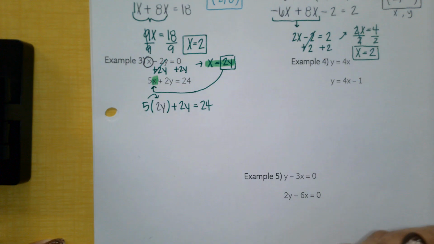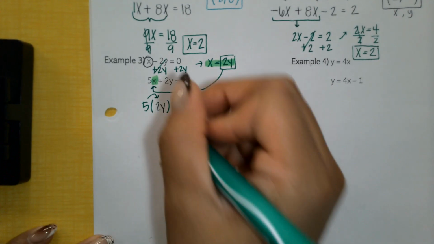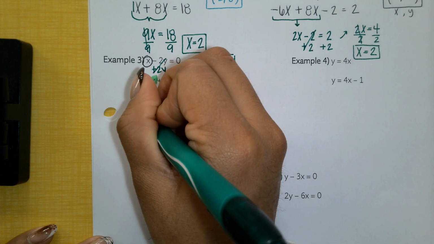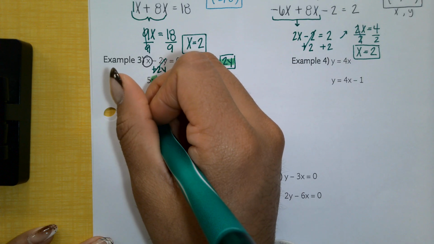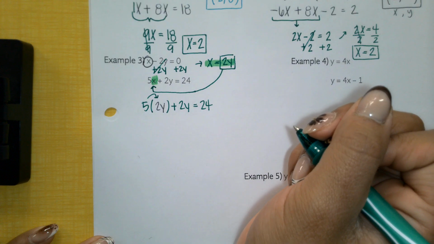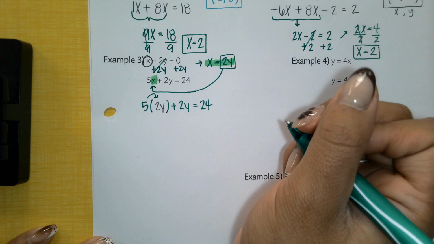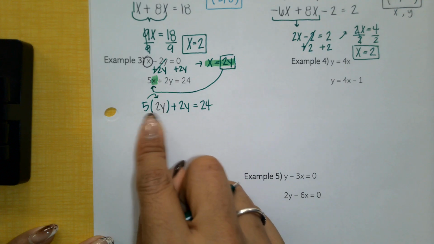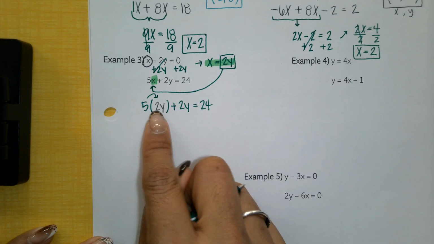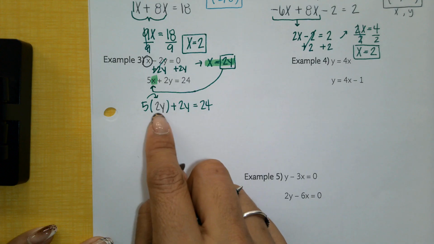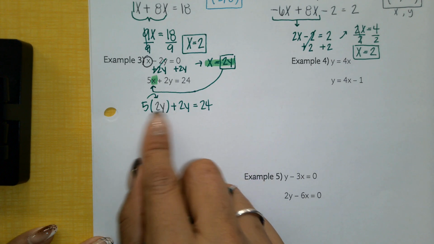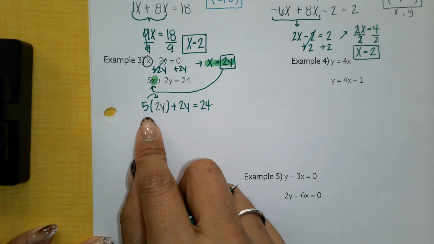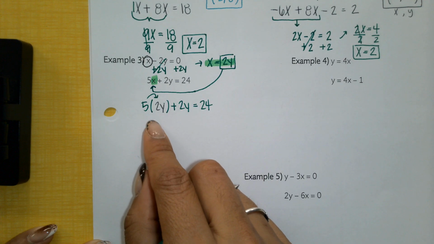So we're going to multiply 5 times 2y. What does that equal? Can we add those two? Now, we have to get rid of the parentheses first. So you want to multiply the 5 and the 2y. So minus 5 times 2y. You're multiplying these two. So what's 5 times 2y? 10y.